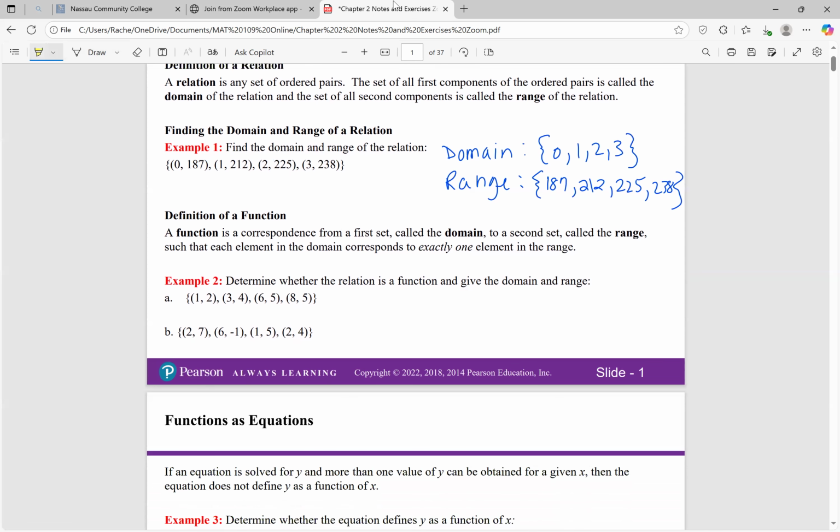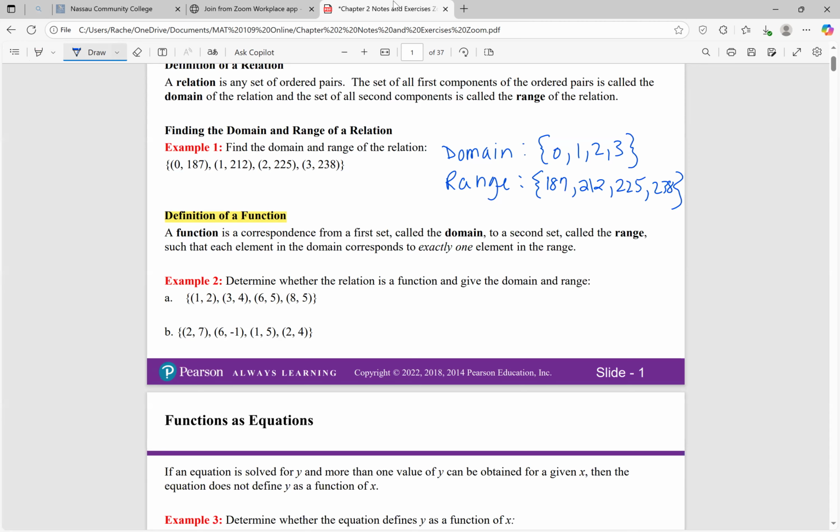Next, let's talk about the definition of a function. You've probably heard of a function before, right? In one of your other math classes. A function is just a correspondence from a first set called the domain to a second set called the range, such that each element in the domain corresponds to exactly one element in the range. So what does that mean? We'll look at example 2.